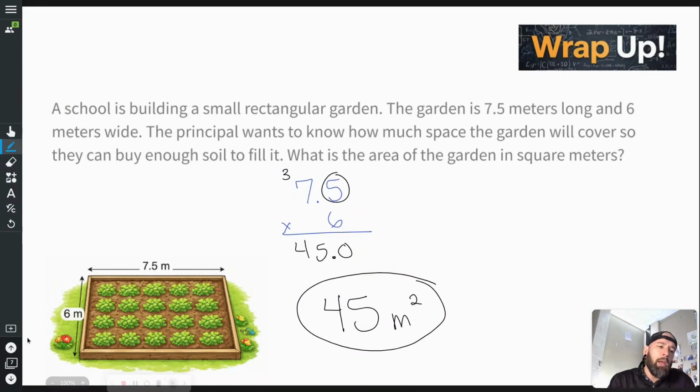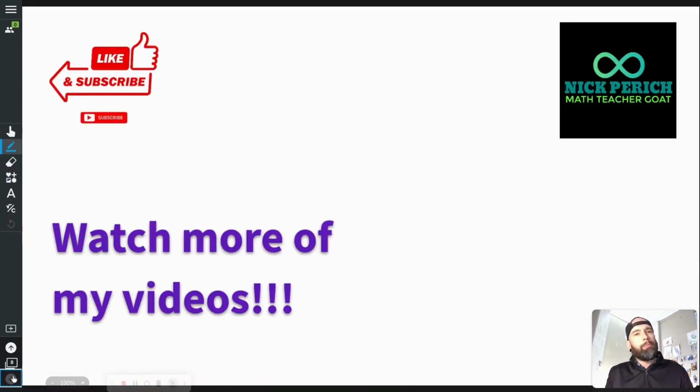All right. Area of a rectangle, not that bad. You know, it's just when they have decimals and fractions is when it gets bad, but still not the end of the world.